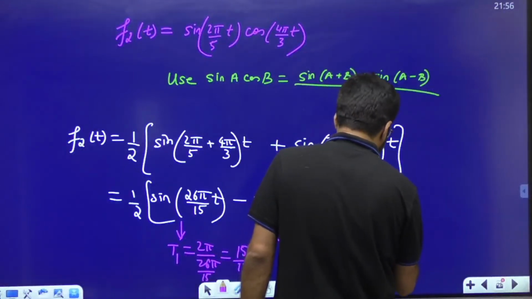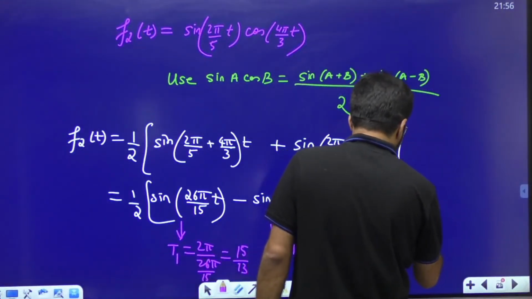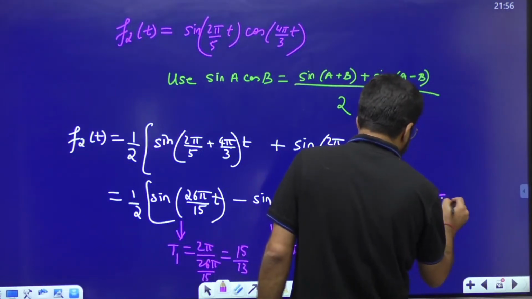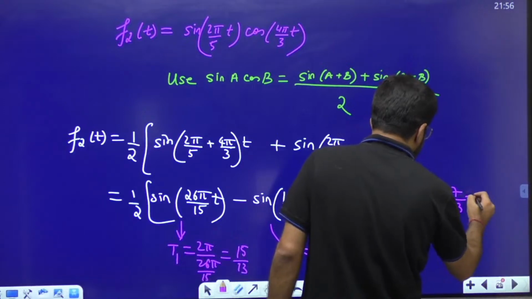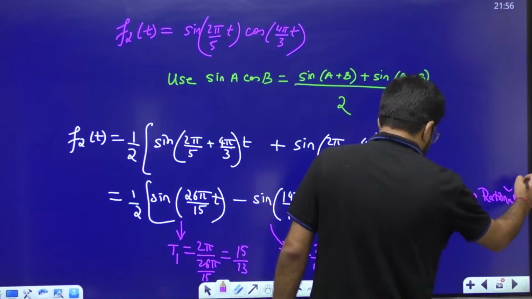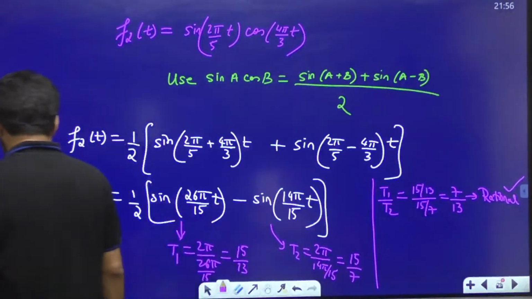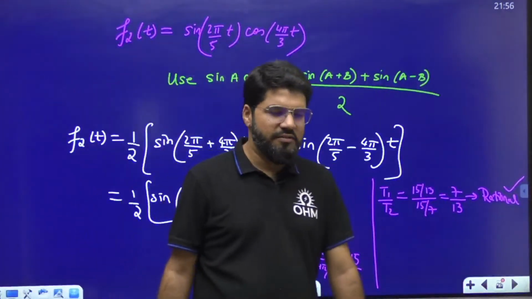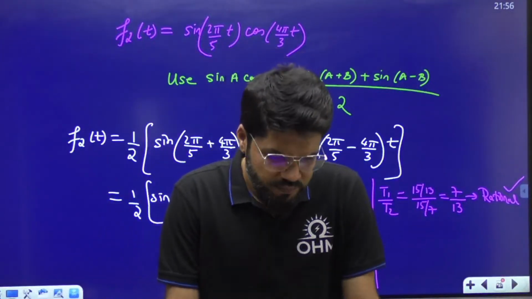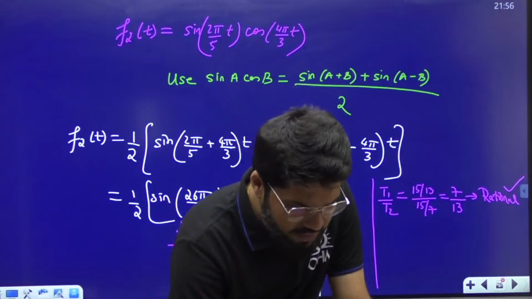What is T1 upon T2? T1 is 15 by 13 and T2 is 15 by 7. So 15 will cancel, giving 7 by 13. It is a ratio of two integers, which is rational. This is definitely rational.